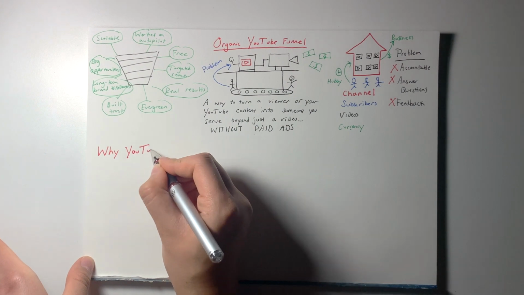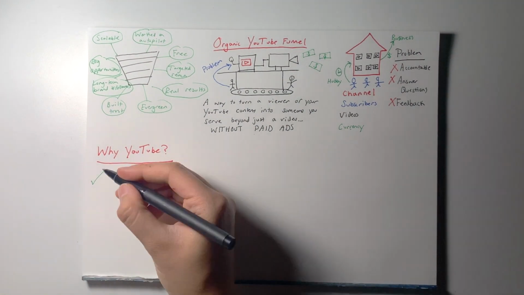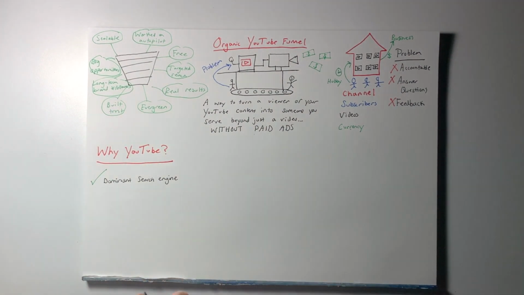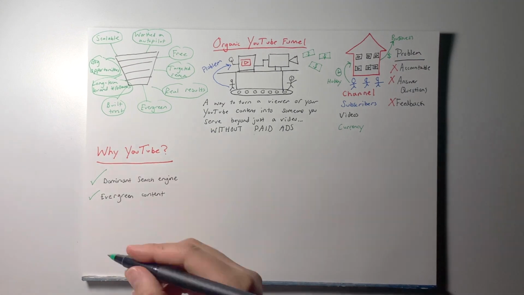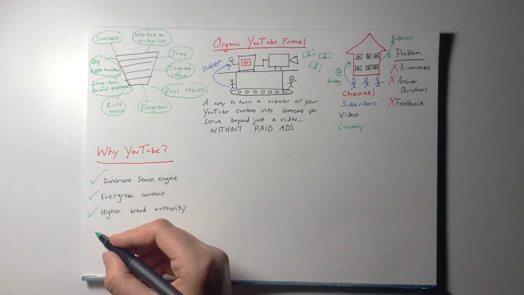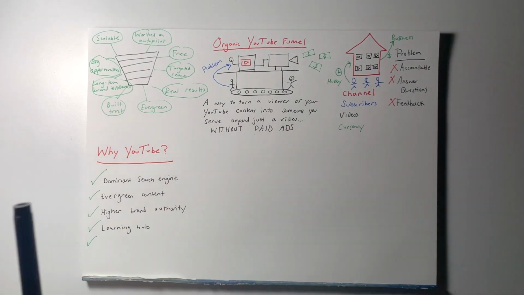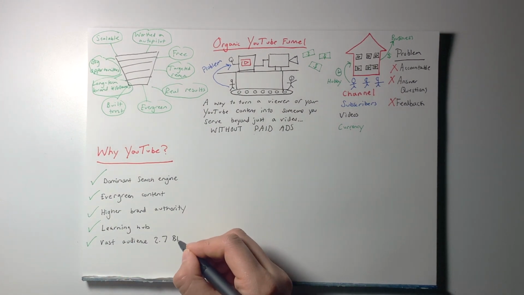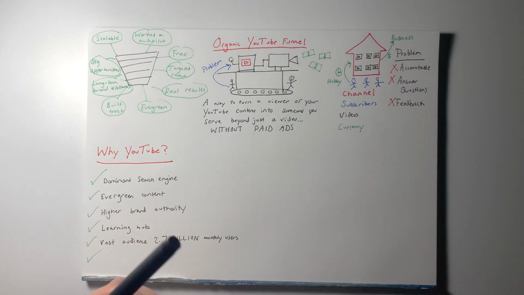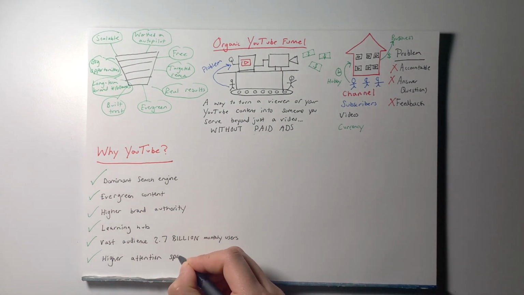So why are we choosing YouTube? Because YouTube is the dominant search engine. It is number 2, and number 1 is Google, and Google owns YouTube. Also, the content on YouTube is evergreen. It builds higher brand authority. It is a learning hub. There's a vast audience on there. There's 2.7 billion monthly users, and the people on there generally have a higher attention span.